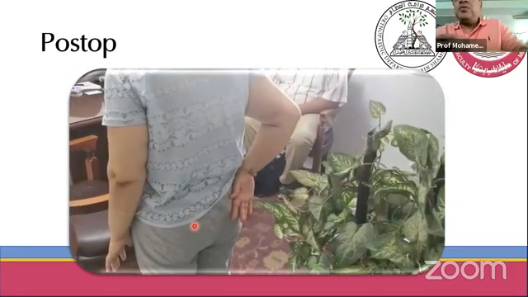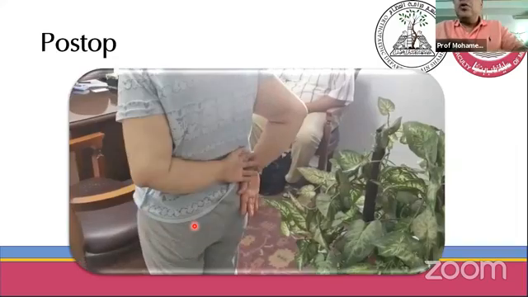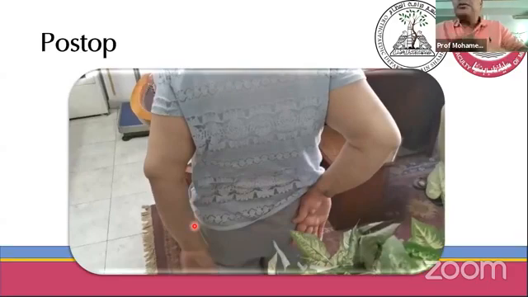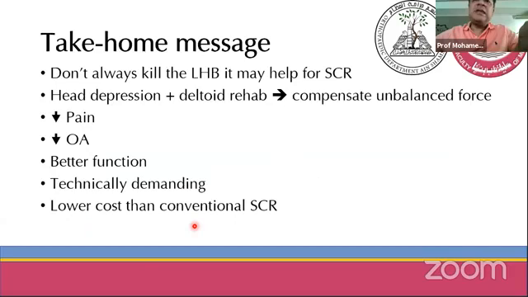Maybe even with the superior capsular reconstruction or the reverse shoulder arthroplasty, we'll have similar or maybe less results than this. So my take-home message: don't always kill the long head of biceps. It may help for superior capsular reconstruction and help the head depression. And when combined with the deltoid rehabilitation, it will compensate for the unbalanced force couple to decrease the pain and delay the inevitable osteoarthritis with a situation like this.